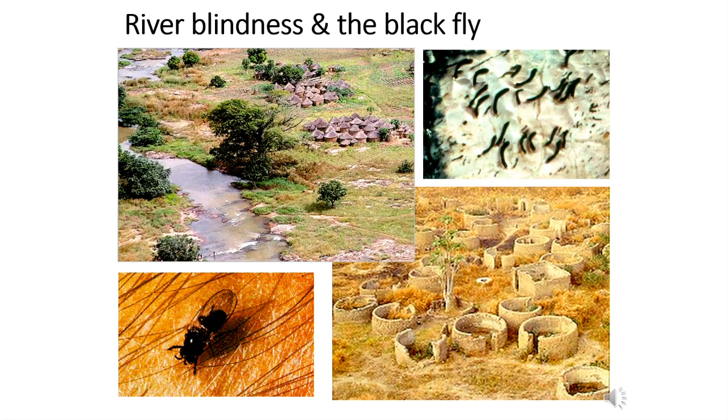And we can see on the right hand side upper picture, the black larvae of the black fly in the slowly flowing waters at the edge of the river. And here is the black fly. You can see it and appreciate it. But this village was abandoned, like the picture of this abandoned village, because of river blindness.